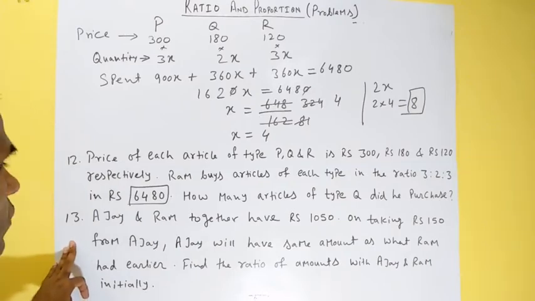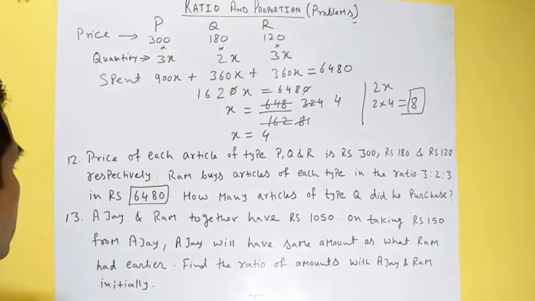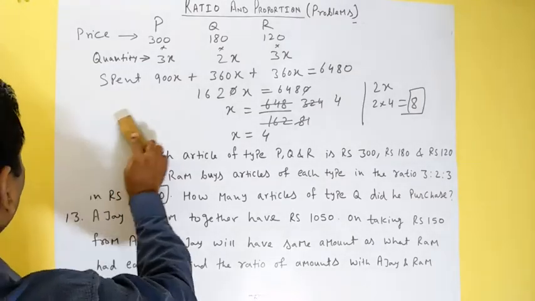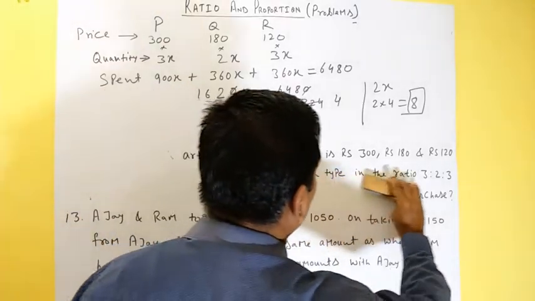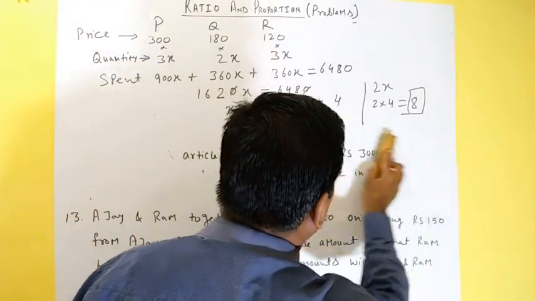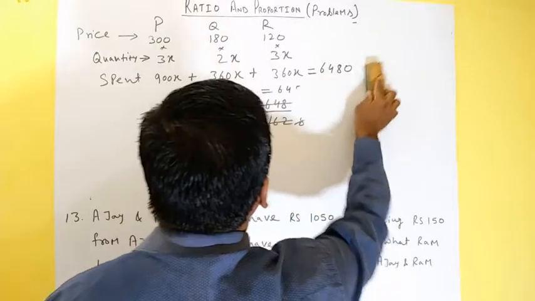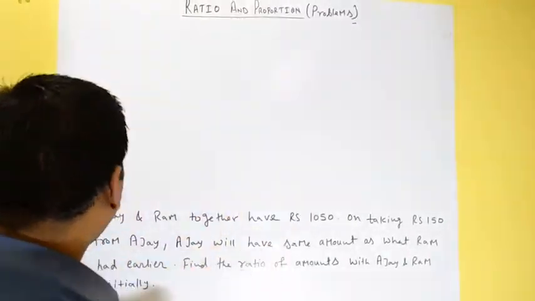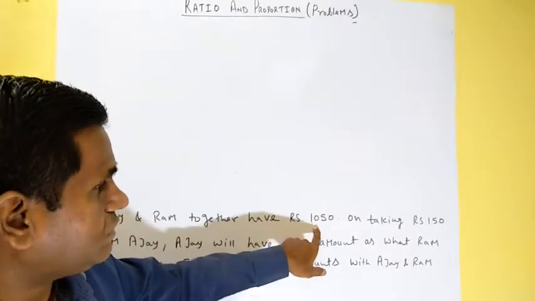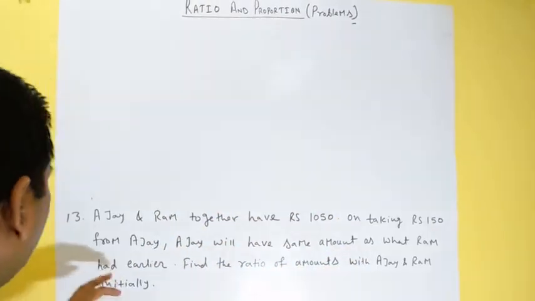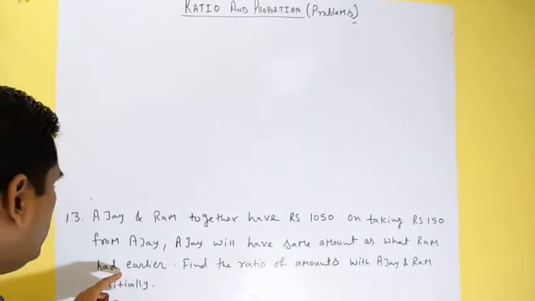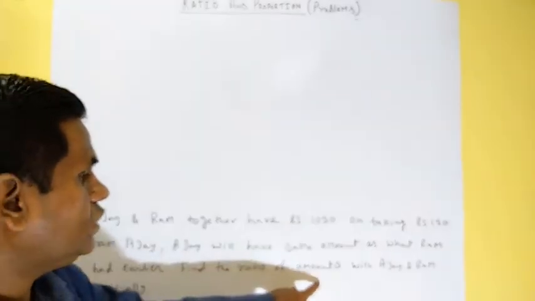Now let us solve question number 13, wherein Ajay and Ram together have rupees 1050. Okay, so there are 2 persons involved over here. So together they have 1050 rupees. Just a minute, I'll quickly erase this. Yes, Ajay and Ram together have 1050. On taking rupees 150 from Ajay, Ajay will have same amount as what Ram had earlier. Find the ratio of amounts with Ajay and Ram initially.